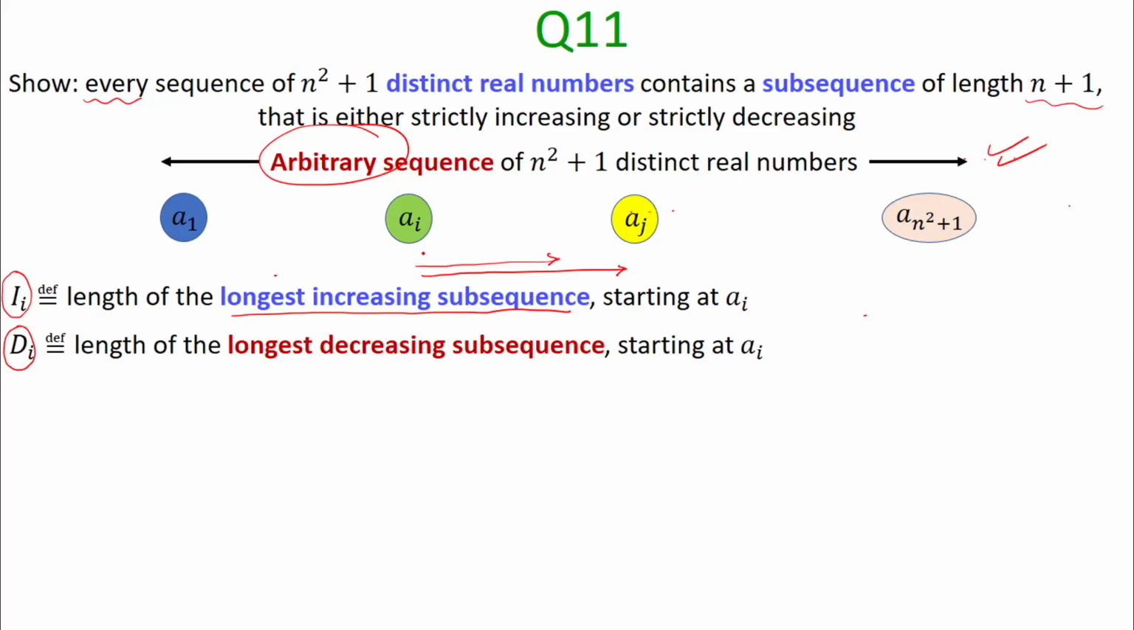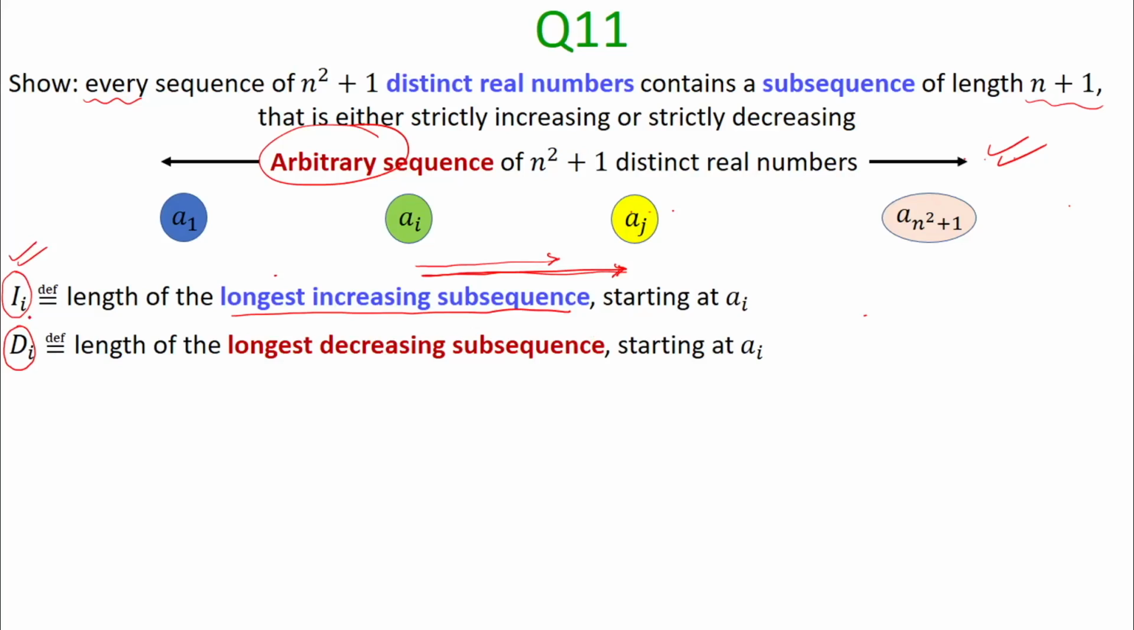A trivial increasing subsequence starting at a_i is the value a_i itself. That's the subsequence of length 1. But I might have a subsequence of length 2, which is strictly increasing and starting at a_i. I might have a subsequence of length 3 starting at a_i, and so on. Whatever is the length of the longest increasing subsequence starting at a_i, I am denoting it by I_i.